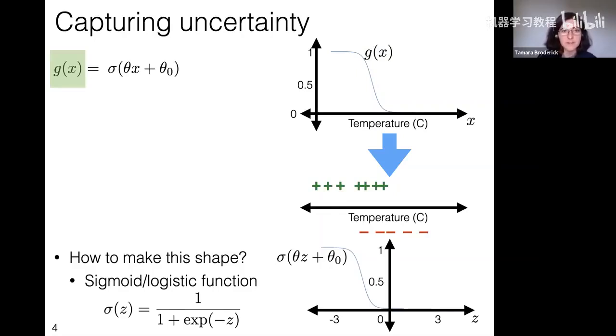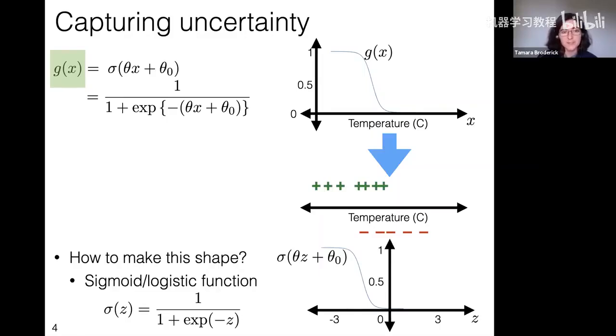So we'll take sigma and apply it to theta x plus theta naught to get this g of x. And then all I'm going to do here is write exactly that formula. So I've just taken sigma of z, which we defined below, and I put in this new input theta x plus theta naught. So this is just exactly the sigma function that we see at the bottom of the slide, but with this input theta x plus theta naught. And so that's the g of x that we're considering here.